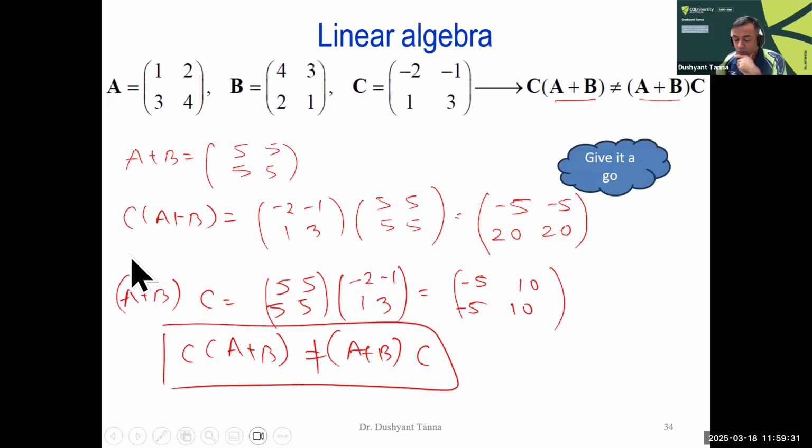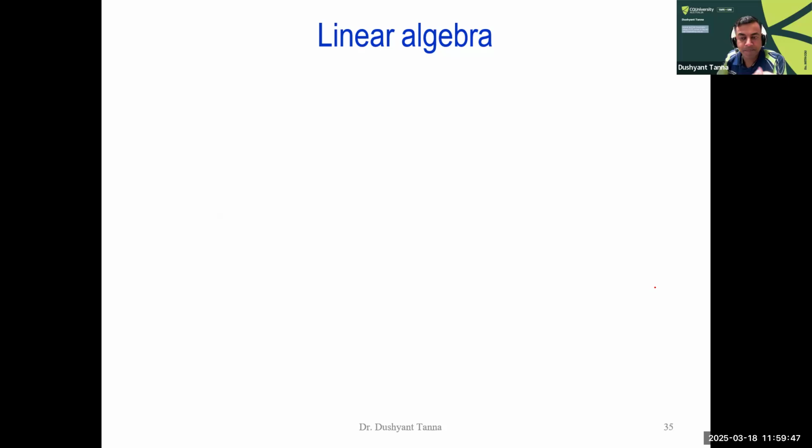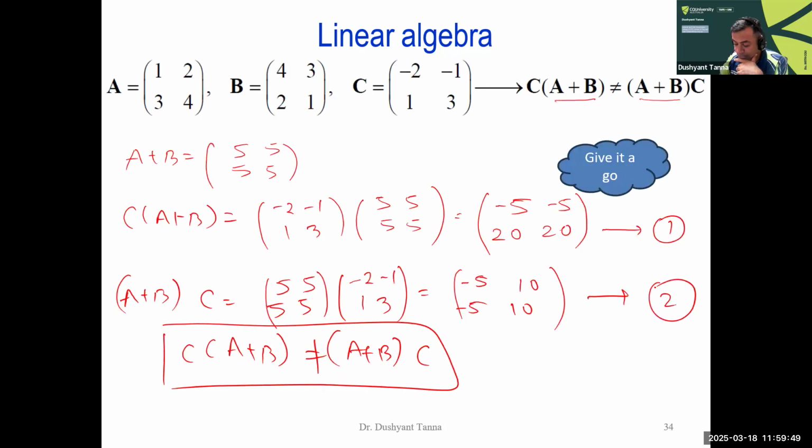Okay, so first step is finding out A plus B. So we got 5, 5, 5, 5. It's the same number, right? Then you have C with A plus B, multiply it, you obtain result 1. A plus B multiplied with C. By this time, we have done enough multiplication, so I'm sure you are confident in doing the multiplication. And obviously from 1 and 2, they are not the same.